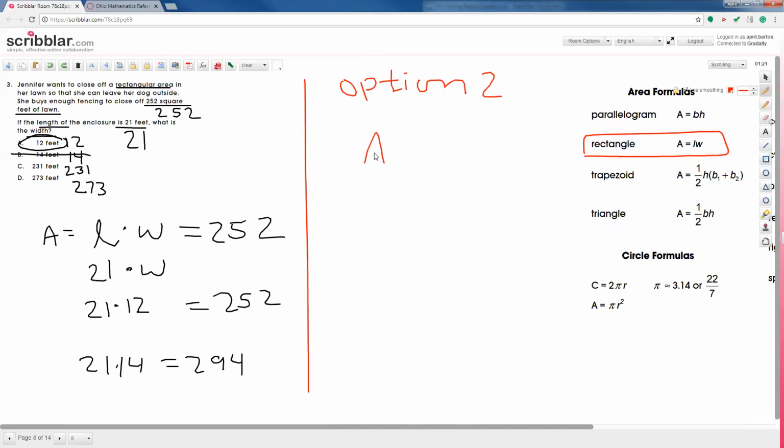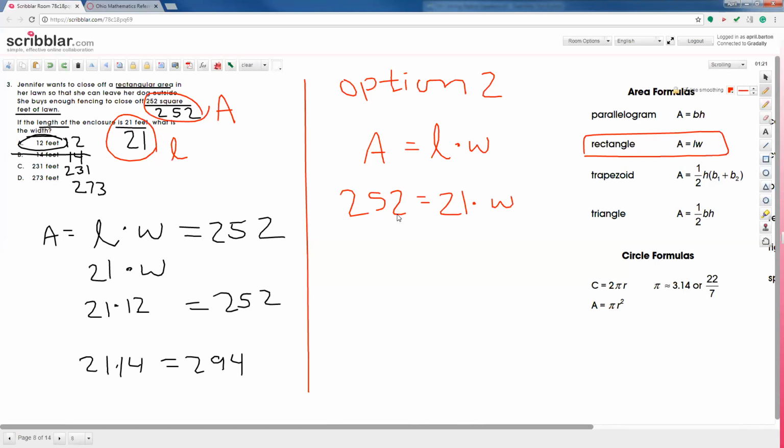We know the formula is area equals length times width. And they told us the total area. This is A. And they told us the length. So we're going to plug those in. But we still have W because that's the one we don't know. So once we've plugged in the numbers, now we have to solve for W. So this way it's not really that much longer, but it does take a little more thought process.